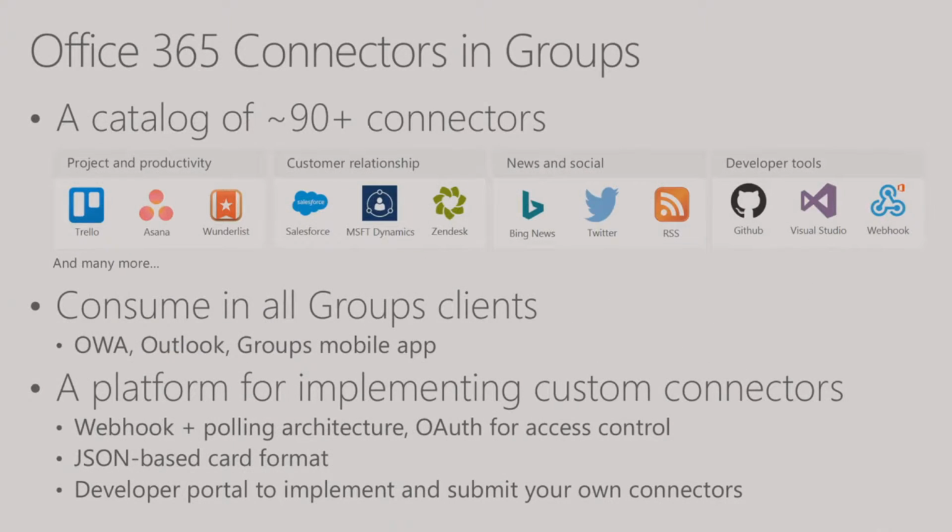And at this point, we have a catalog of almost 100 connectors, 90 plus. Here are some of the names that you probably do recognize. All those connectors, once configured, are going to be consumable inside all of our clients that support groups. And that means Outlook 2016. That means Outlook web app. And that also means the Groups mobile app on your mobile phone.